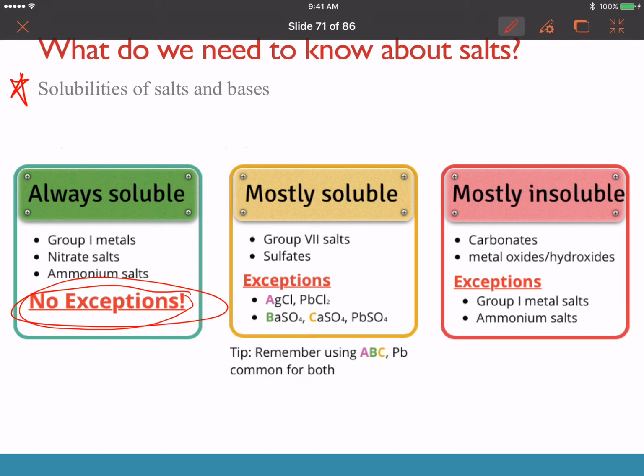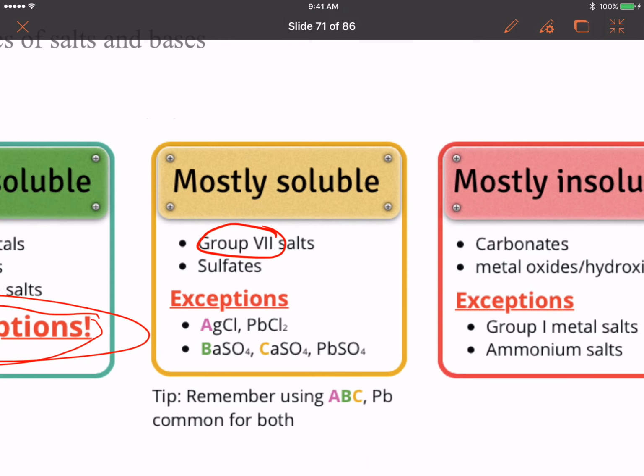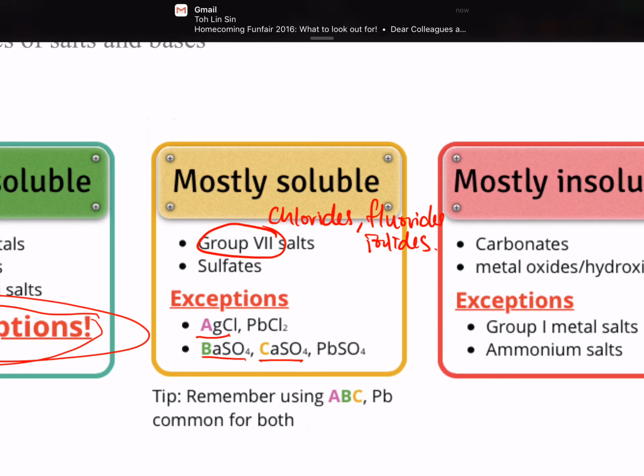What are salts that are mostly soluble? Your group 7 salts. What is group 7? Group 7 is your chlorides, as well as your fluorides and iodides. But now you just need to memorize your chlorides. Chloride, sulfate. So the exceptions are your A, B, C, and PB.